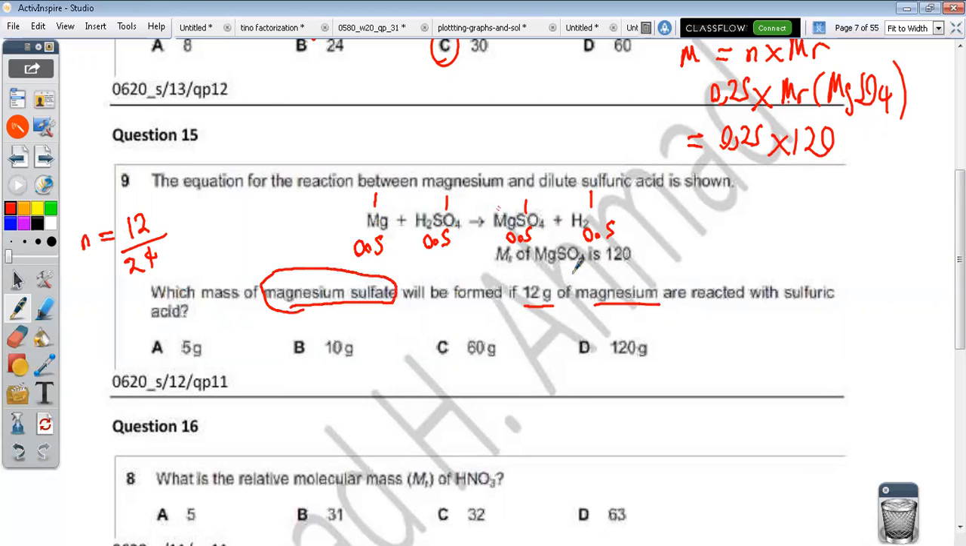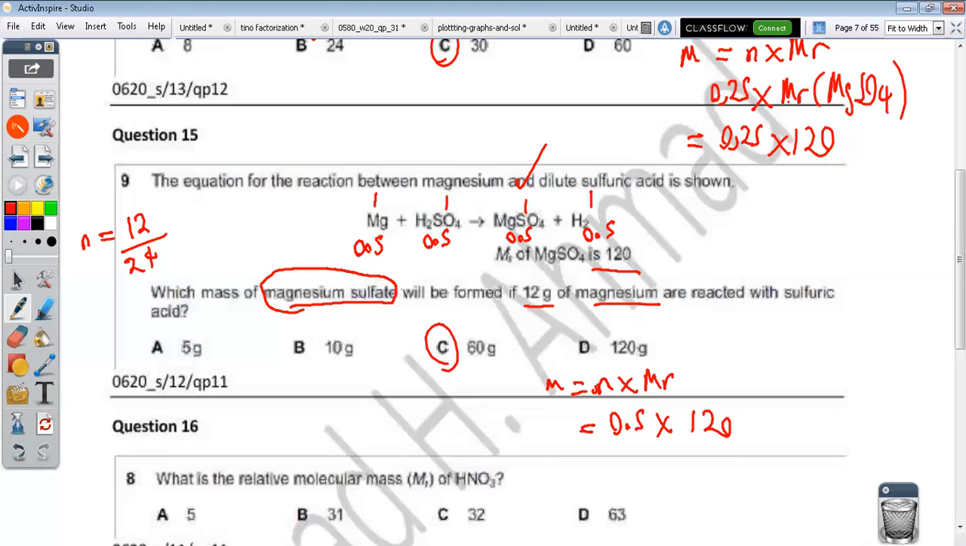So we want the mass of the magnesium sulfate. We said mass is equal to number of moles multiplied by the MR. So the number of moles, 0.5, multiplied by the MR, I don't need to calculate it, it's done for you there, 120. So you get half of that mass because you produce 0.5 moles. Clear?